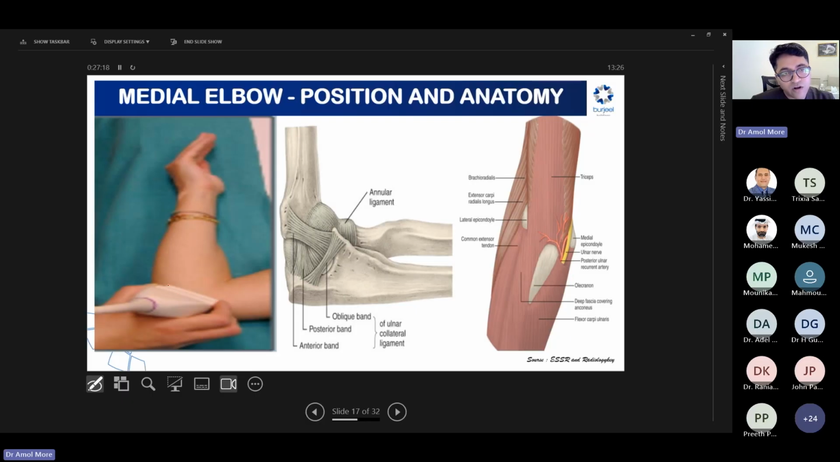then with the caudal end of the probe, we change the planes according to our requirement for the evaluation of the medial elbow structures. What we see in the medial elbow is the anterior band of the ulnar collateral ligament and the common flexor tendon origin.